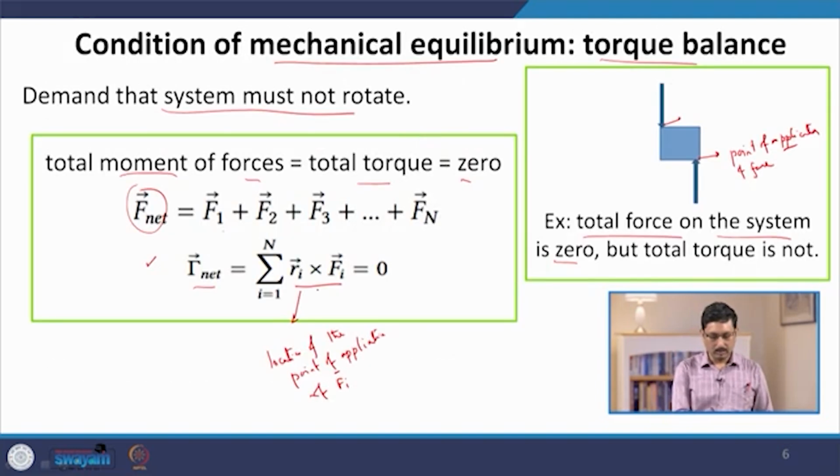Recall that Ri cross Fi is the moment. To calculate Ri cross Fi, it is not sufficient to know only the force, but you also need to know the location of the point of application. This location is arbitrary. You have to specify with respect to which point you are defining this vector Ri.